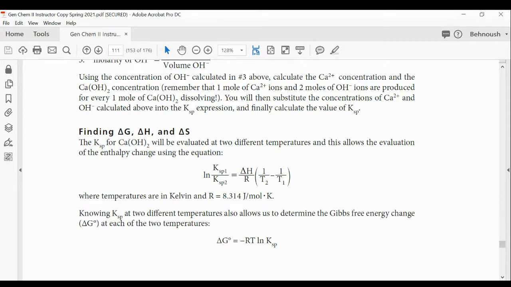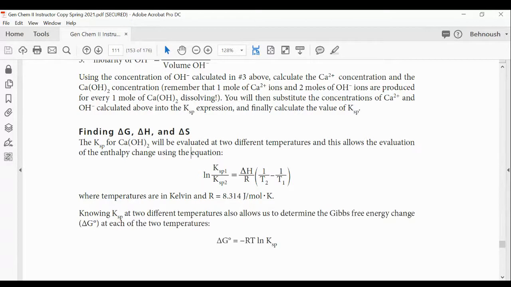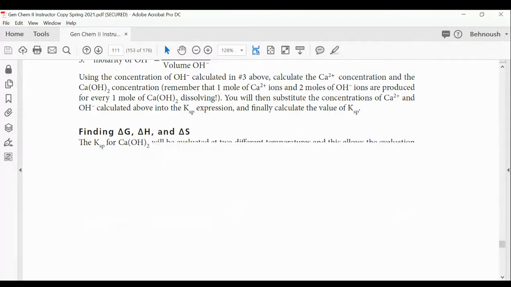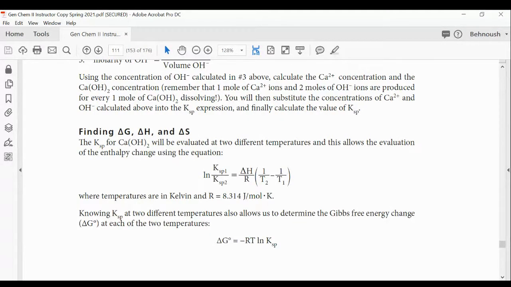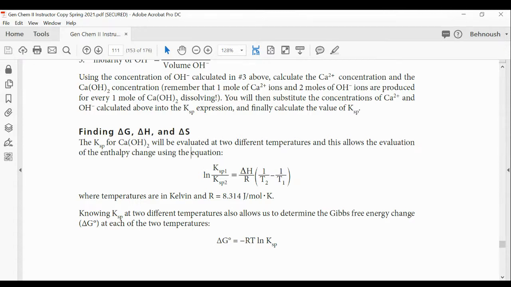So what is unknown in this equation? ln(KSP1 over KSP2) equals delta H over R times (1 over T2 minus 1 over T1). What is unknown? Is it the delta H? Very good. So the only part that is not there is the delta H, so you can calculate the delta H. So step 1, you do a titration at temperature 1. From the titration, you find the concentration of hydroxide ion and the concentration of calcium ion, and then you find KSP at temperature 1. From the titration at high temperature, you find the KSP value for the high temperature.